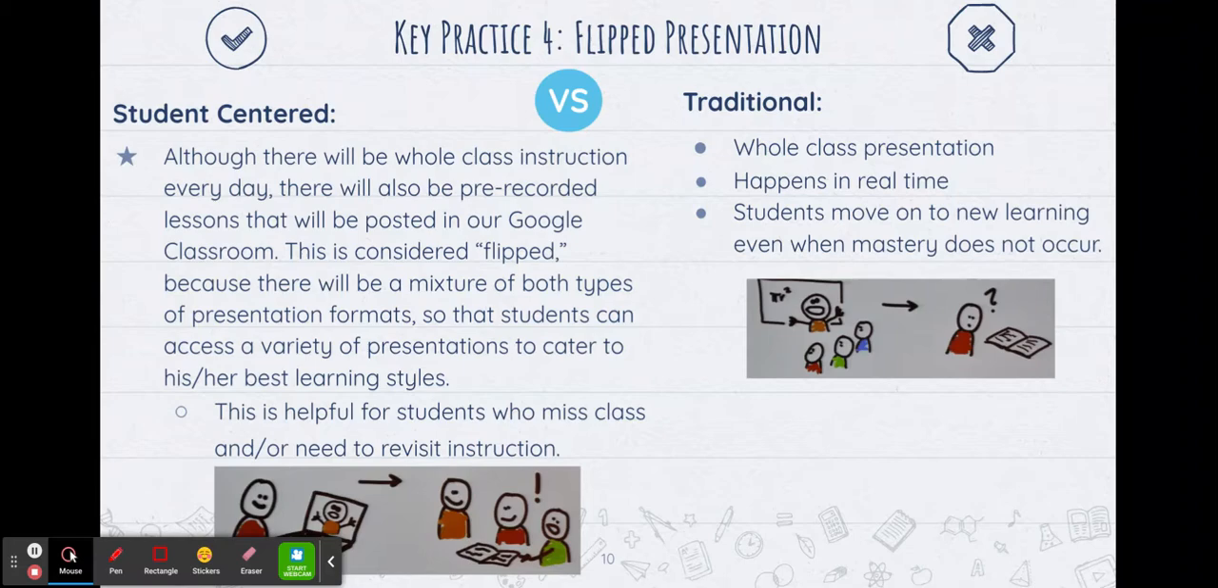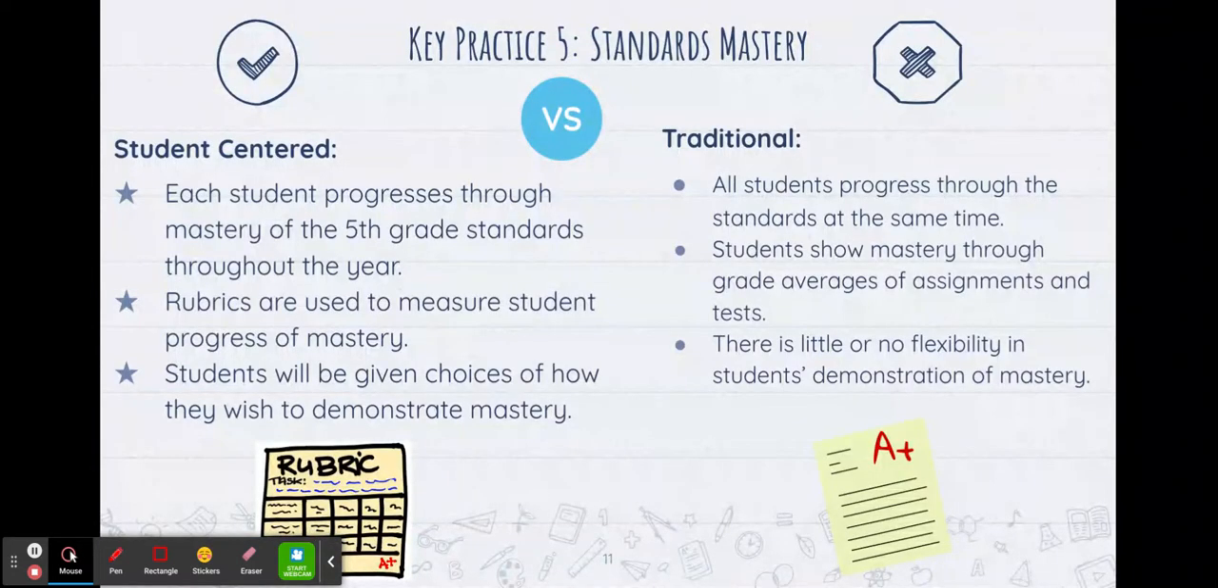And so it's going to be a mixture of pre-recorded lessons and in-class instruction. It's going to be helpful for students who need a little bit more flexibility. Whereas in a traditional class, if you don't get it when the whole class gets it, then you basically don't get it at all. And so it kind of leaves some learners lost, and that is definitely not what we want, especially here in 5th grade.